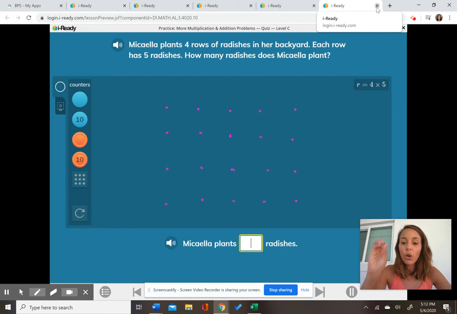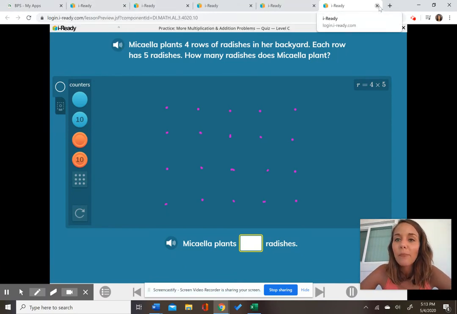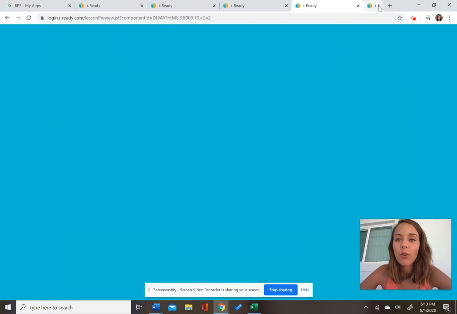If they give you the total first, like Michaela plants 20 radishes total, and she has 4 rows, how many in each row? That's division. They give you the total first, 20, split it into 4, and your answer would be 5. So it's the same relationship, just depends on what you're doing. Are you figuring out the pieces that go into the big number, or are you trying to figure out the big number? Hopefully this is making sense. I'm not confusing you more, but you should catch my drift because we did go over this in class.